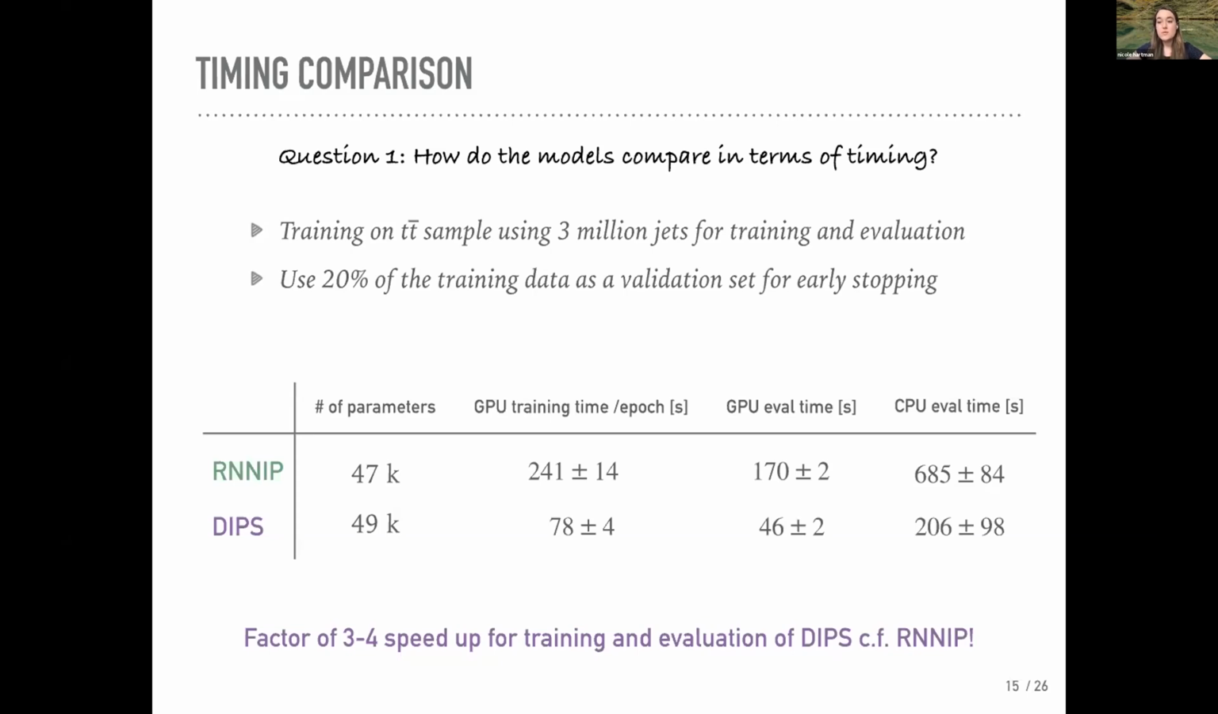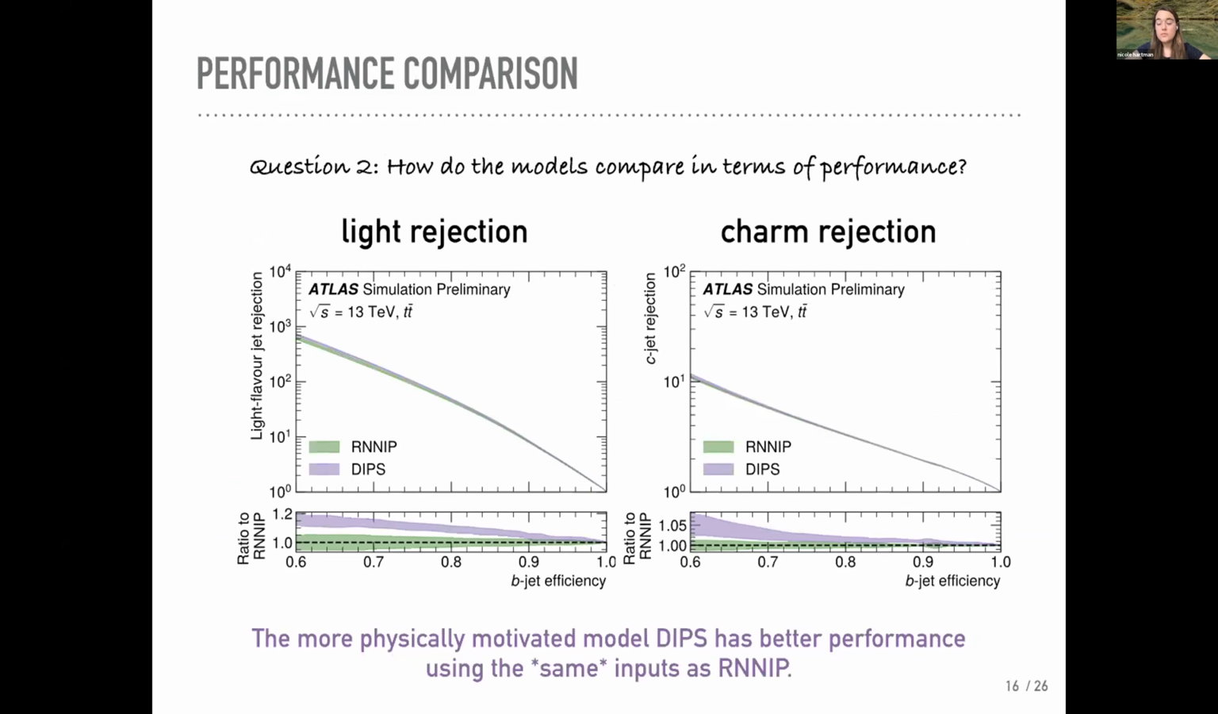The next question is how it's performing in terms of the overall performance. So I'm showing the ROC curve metrics again on this slide, with the light rejection versus B efficiency in the left-hand plot and C rejection versus B efficiency in the right-hand plot. For these curves, higher rejection is a better tagger. And so you can see with the ratio with respect to RNNIP in the lower subpanel, the DIPS model is outperforming by a factor of 20% in terms of light rejection and up to 5% in terms of charm rejection.